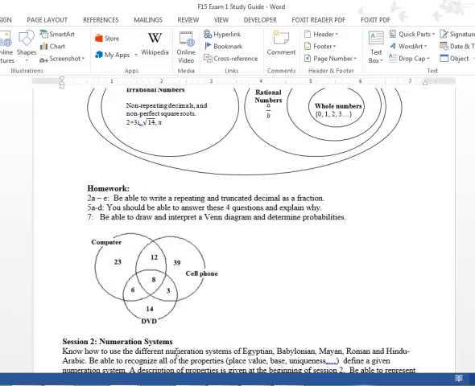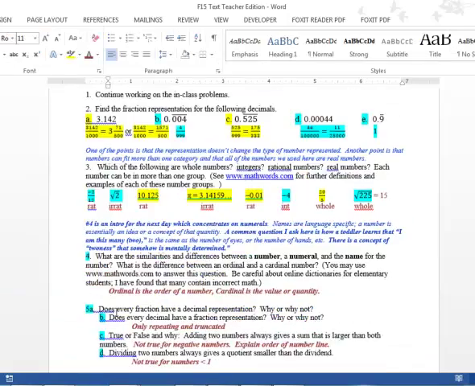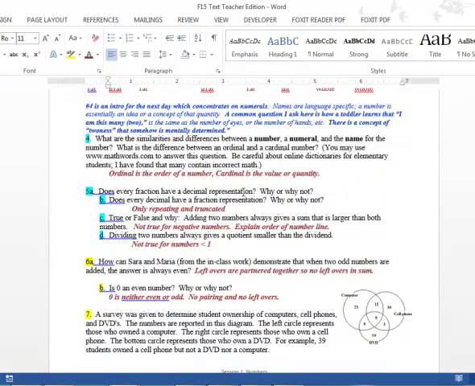5AD, this is on homework session 1. You should be able to answer these 4 questions and explain why. So let's see, what was 5AD? Does every fraction have a decimal representation? No, only repeating and truncated decimals that end and repeat.